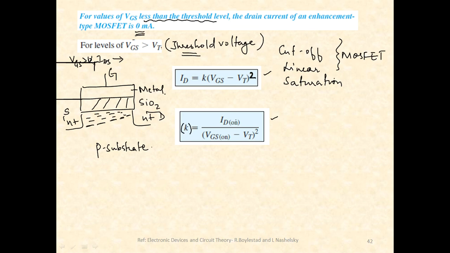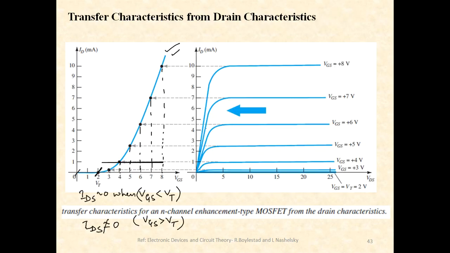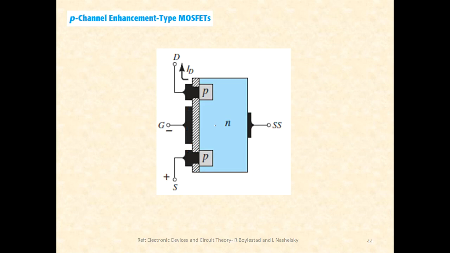If you want to obtain the constant value, then it is ID upon (VGS minus VT) the whole square, under the condition when the MOSFET is on. Fine, so that was how to obtain the transfer characteristics from the drain characteristics. Now the P channel enhancement type MOSFET. Here the terminals are the same, only the substrate is of N type instead of P, and source and drain are of P type.